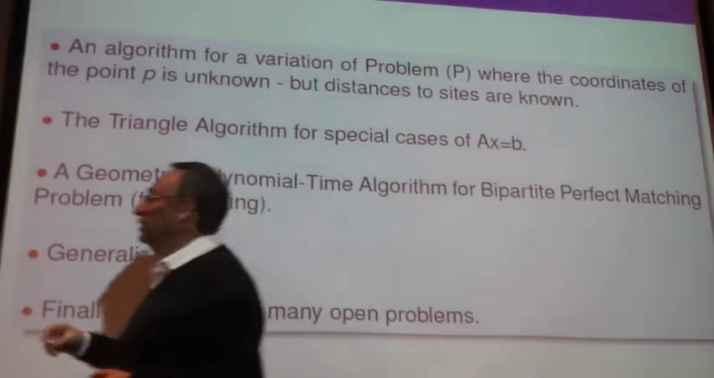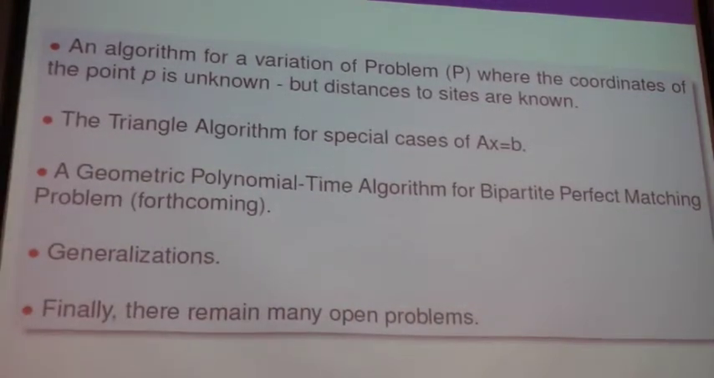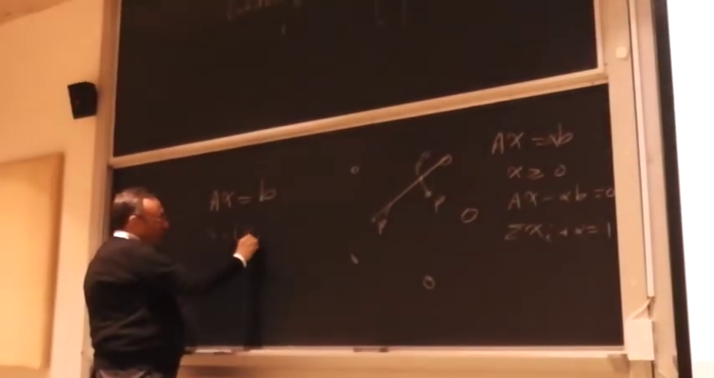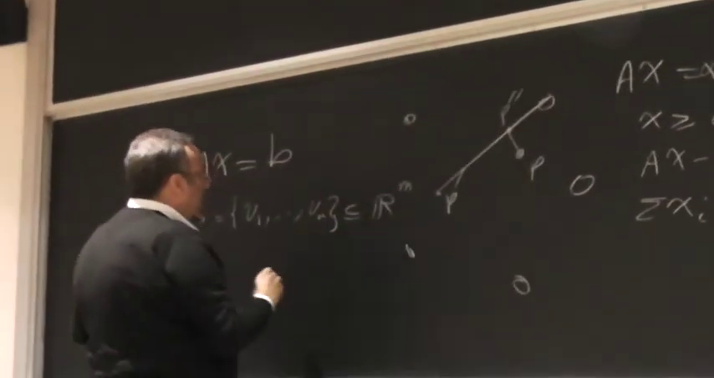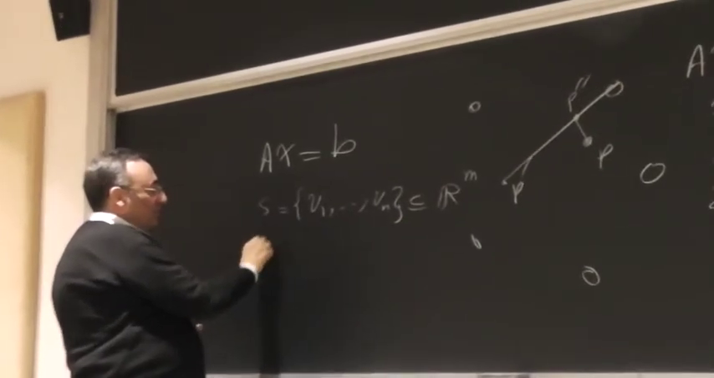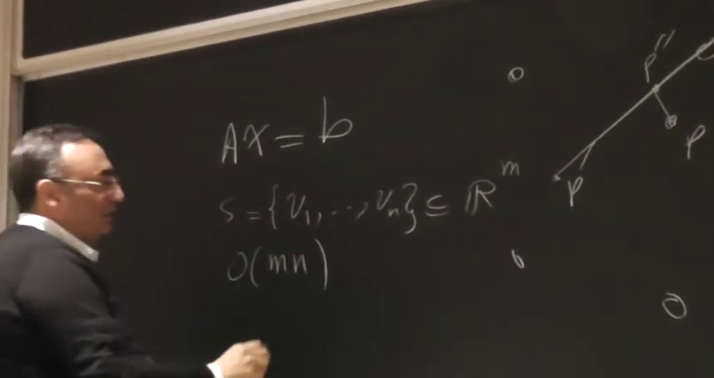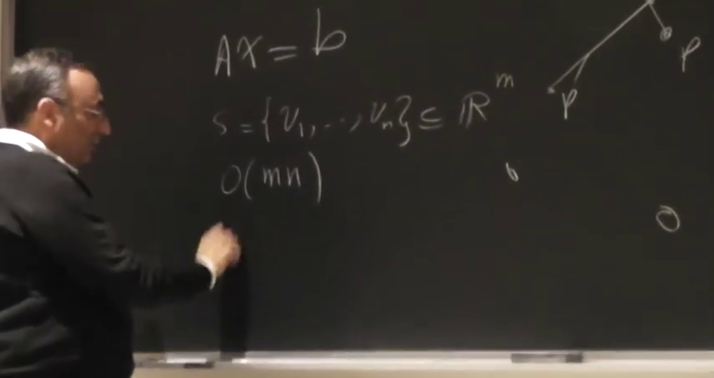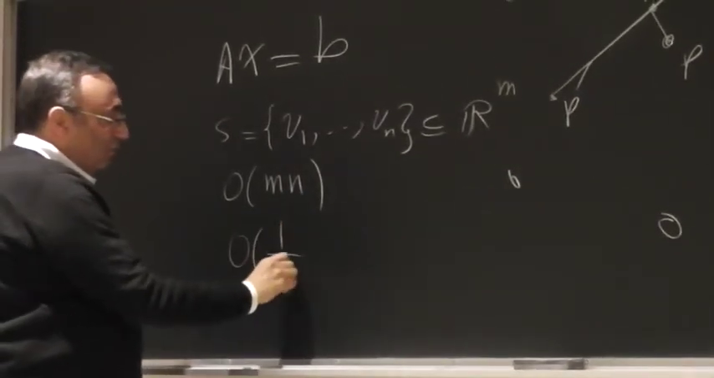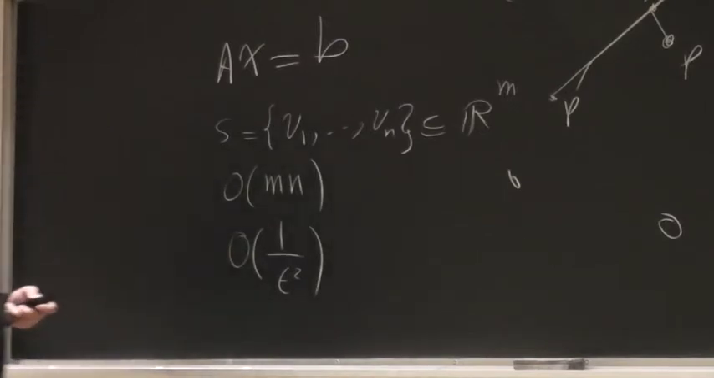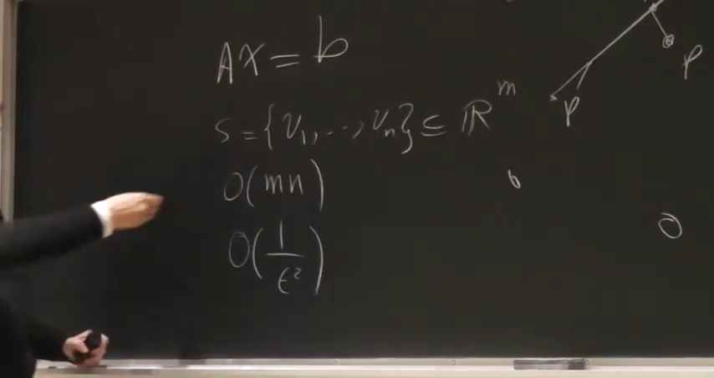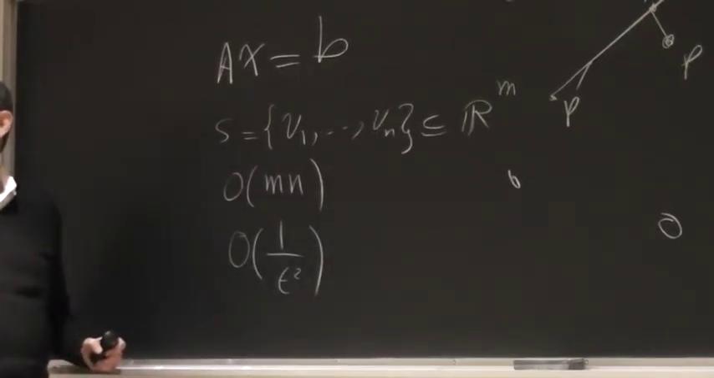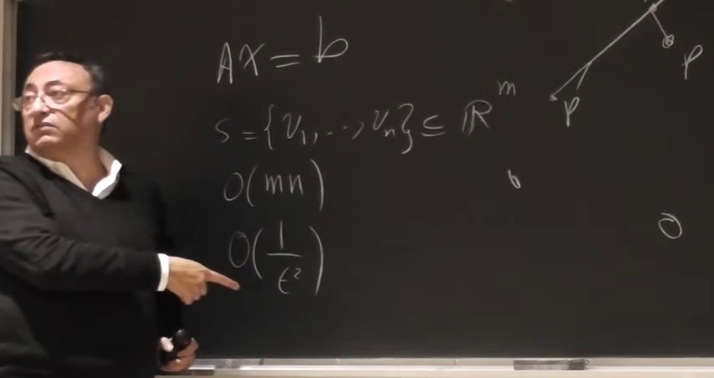About the complexity, remember that I have a set V1 through Vn, and the complexity of each iteration is O of mn in the worst case, and the number of operations is O of 1 over epsilon squared. But this is for the convex hull problem. Now, these are the worst-case complexities. Could this be 1 over epsilon, for instance?